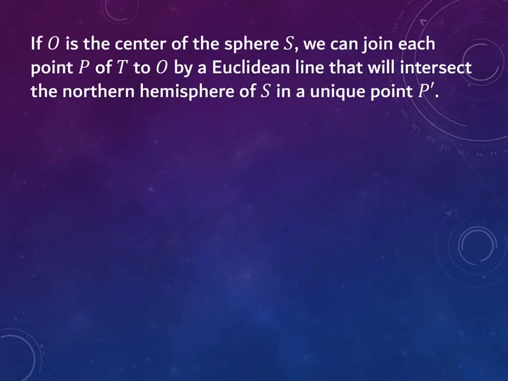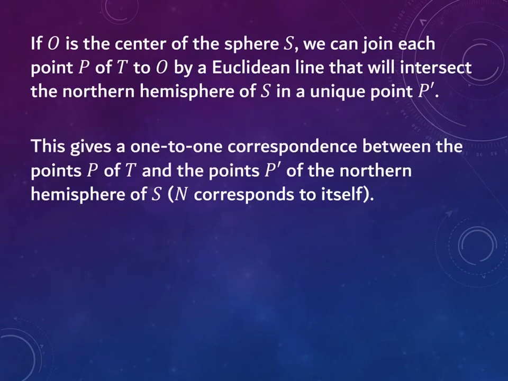Okay. All right, so keep going with this information. This gives a one-to-one correspondence between the points P of T, so the points in the plane, and the points P prime of the northern hemisphere of S. Right? There's a one-to-one correspondence here. But it only projects to the northern hemisphere, right? There's no way that I could get to the southern hemisphere because I'm going to hit the northern hemisphere first with this line.